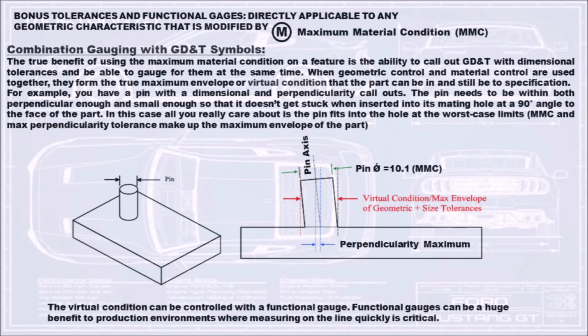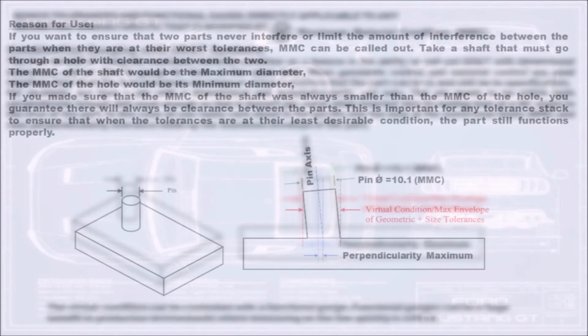For example, you have a pin with dimensional and perpendicularity callouts. The pin needs to be both perpendicular enough and small enough so that it doesn't get stuck when inserted into its mating hole at a 90 degree angle to the face of the part. In this case, all you really care about is that the pin fits into the hole at the worst case limits. MMC and maximum perpendicularity tolerance make up the maximum envelope of the part. The virtual condition can be controlled with a functional gauge. Functional gauges can be a huge benefit to production environments where measuring on the line quickly is critical.